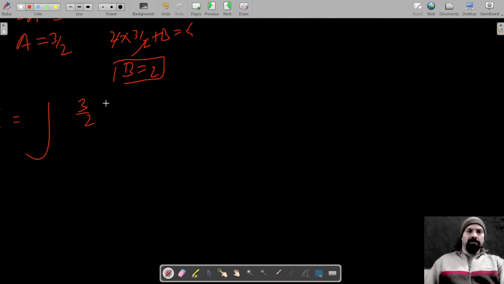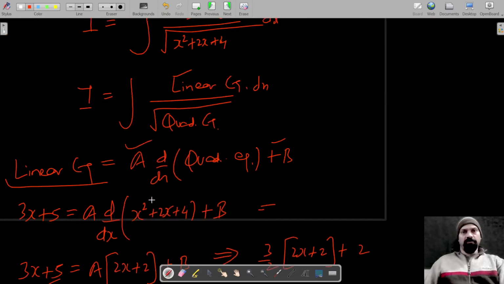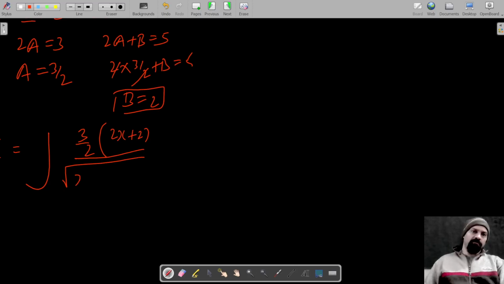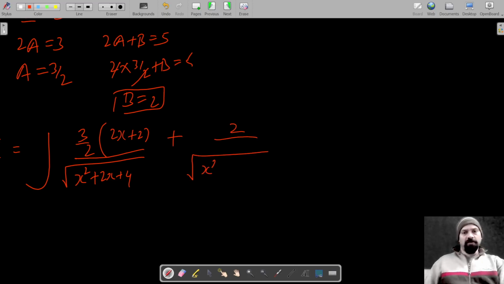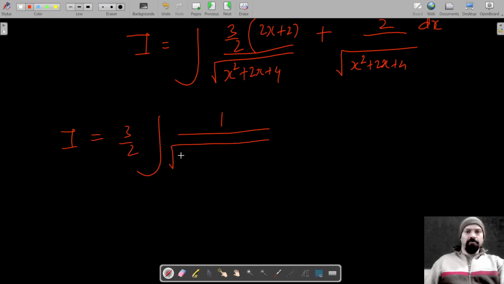So the integration is now 3 by 2 into 2x plus 2 upon under root of the quadratic equation x squared plus 2x plus 4, plus b, which is 2, upon under root of x squared plus 2x plus 4 into dx. Okay, let's separate these integrals. So this is now 3 by 2 into integration of 2x plus 2 upon under root of x squared plus 2x plus 4.